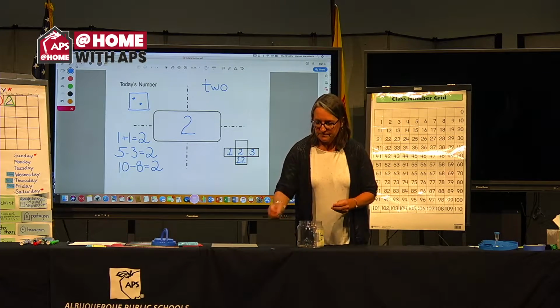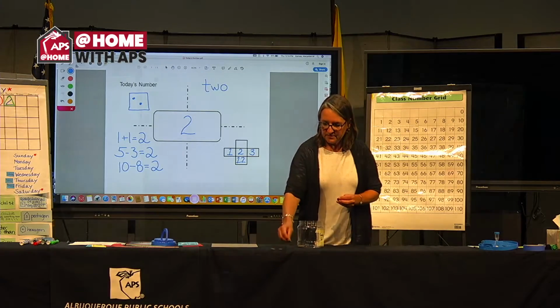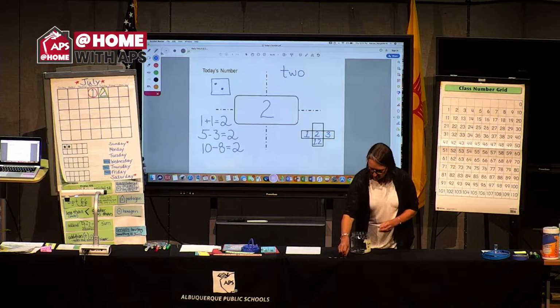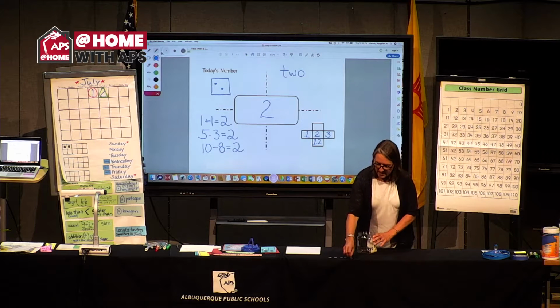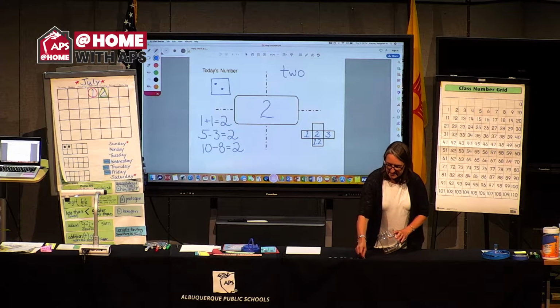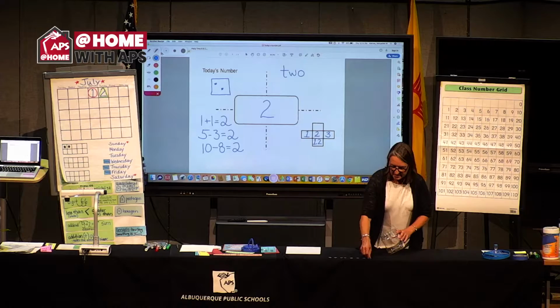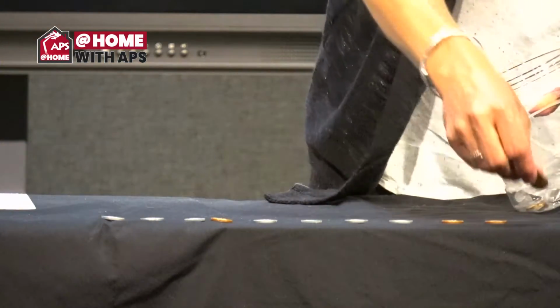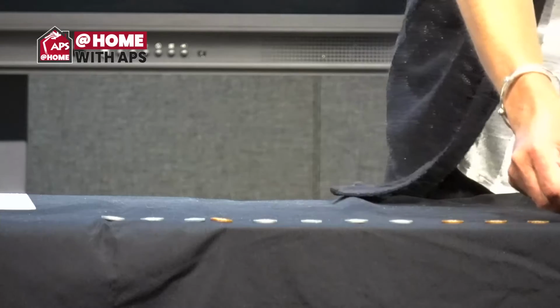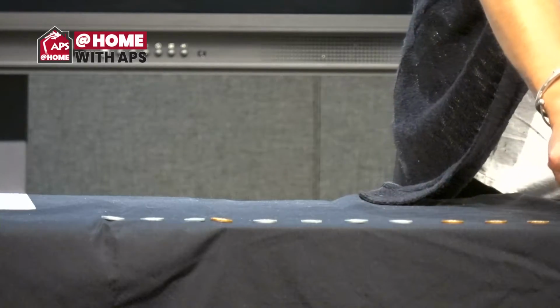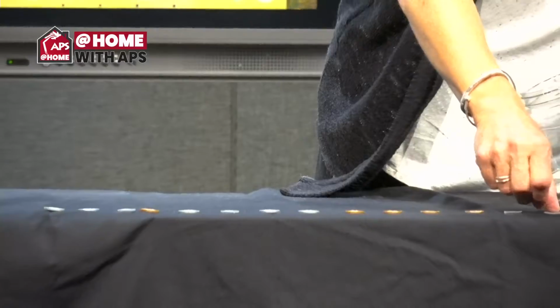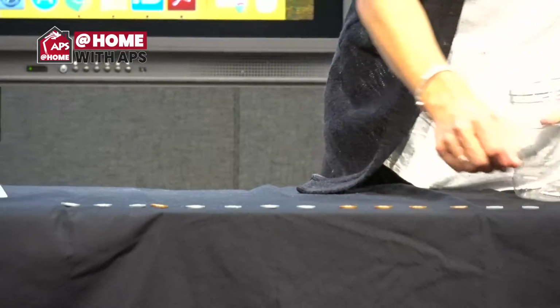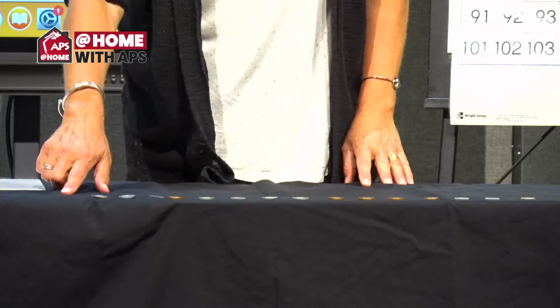1, 2, 3, 4, 5, 6, 7, 8, 9, 10, 11, 12, 13, 14, 15. How many coins in all, kiddos?